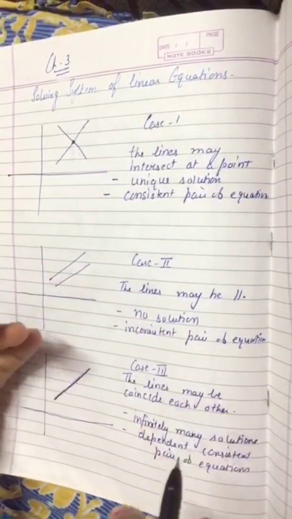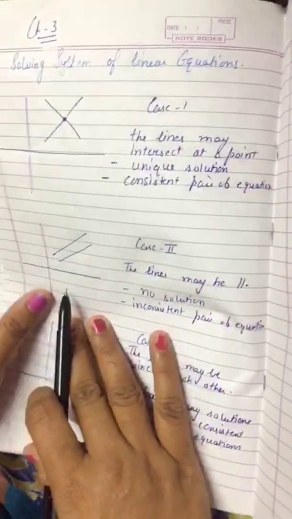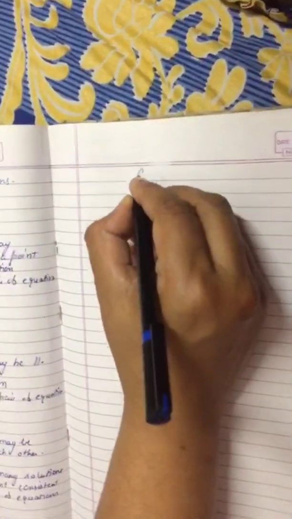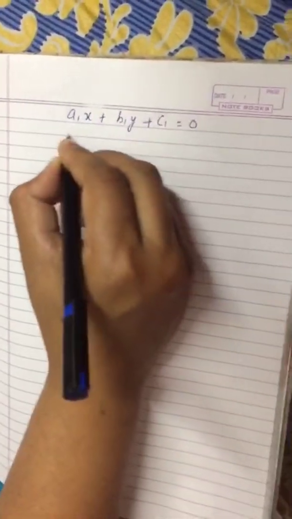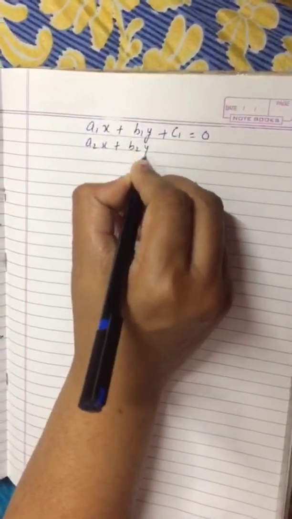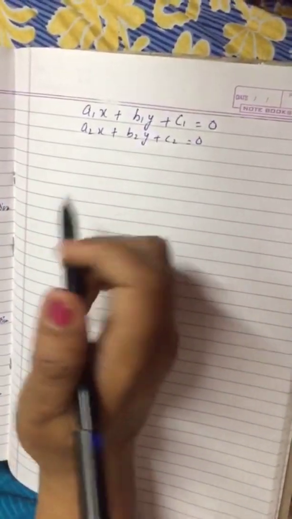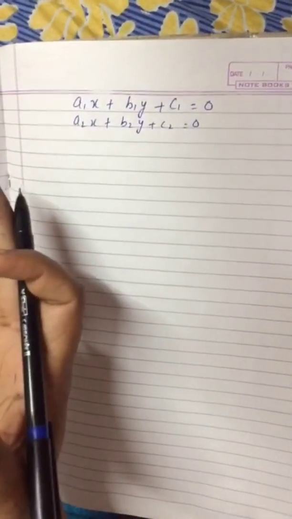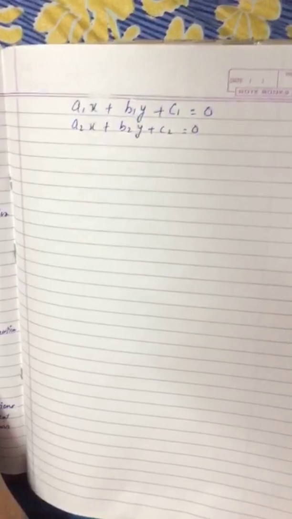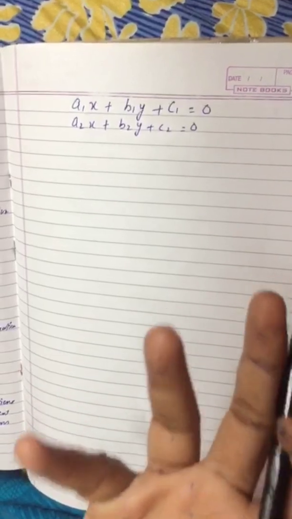These are the three cases by which we represent two lines: intersecting, parallel, or coincident. When you have two equations in standard form, a1x plus b1y plus c1 equals 0 and a2x plus b2y plus c2 equals 0, to check whether the lines are intersecting, parallel or coincident, I would have to draw the graph and solve it with the graphical method.